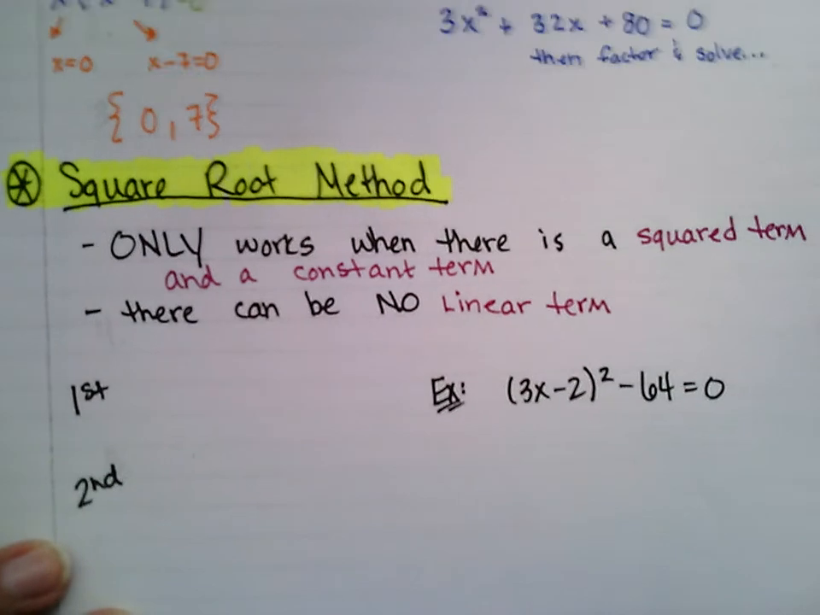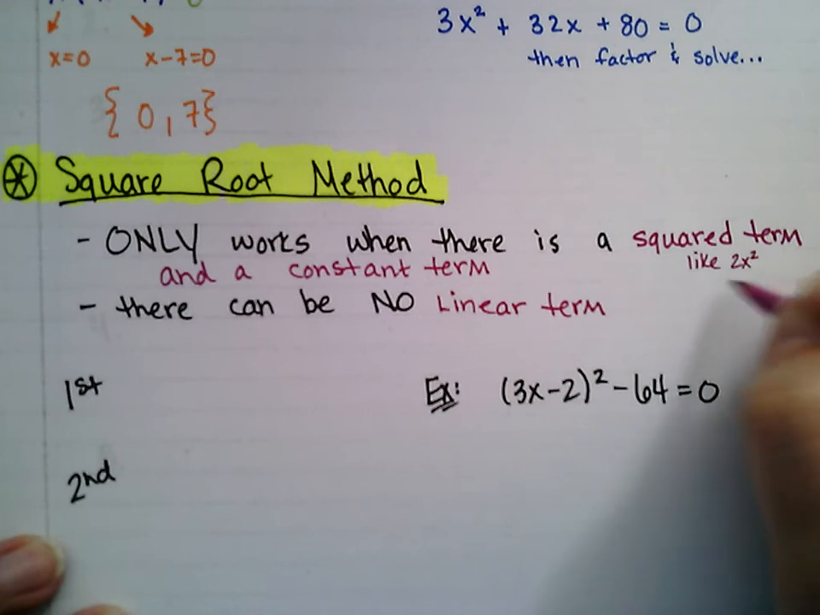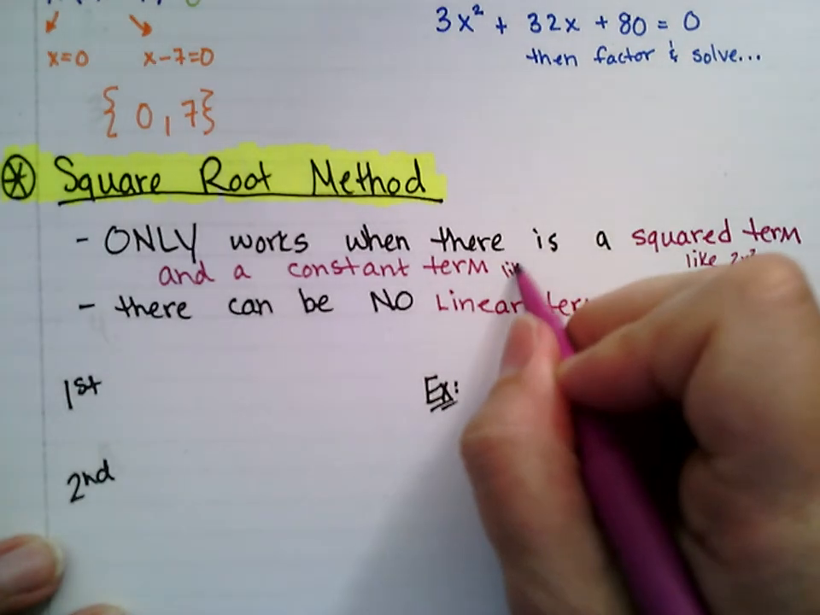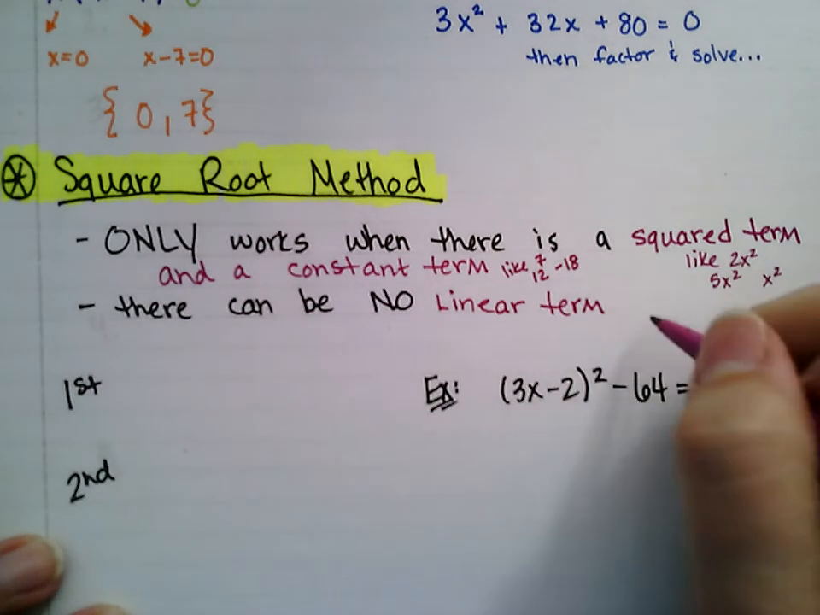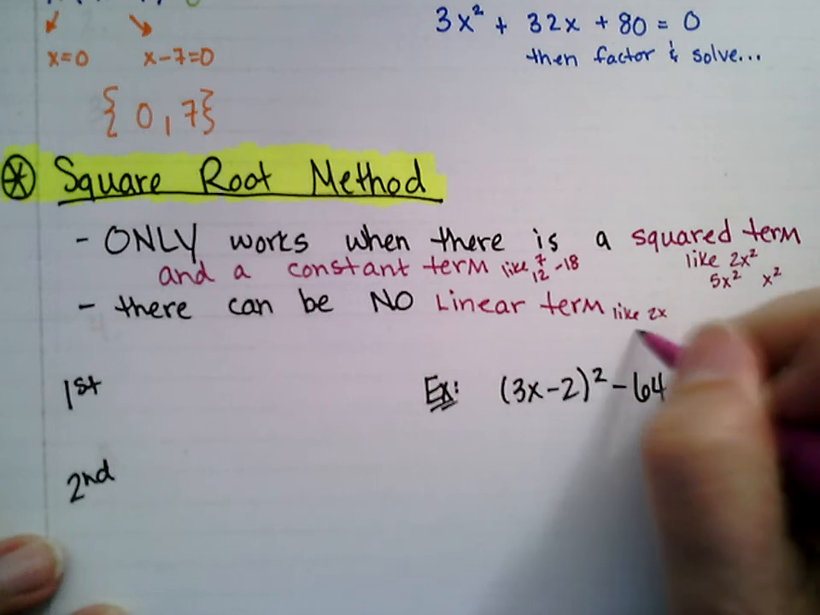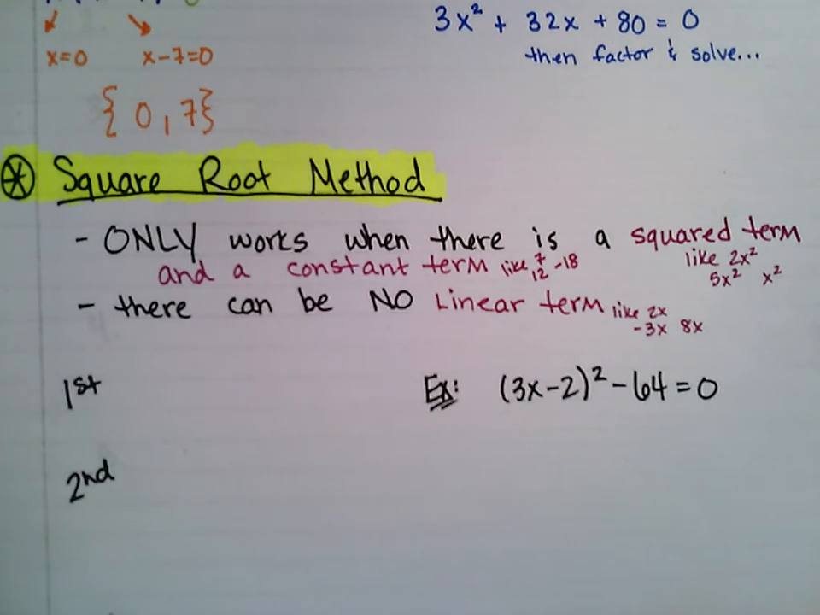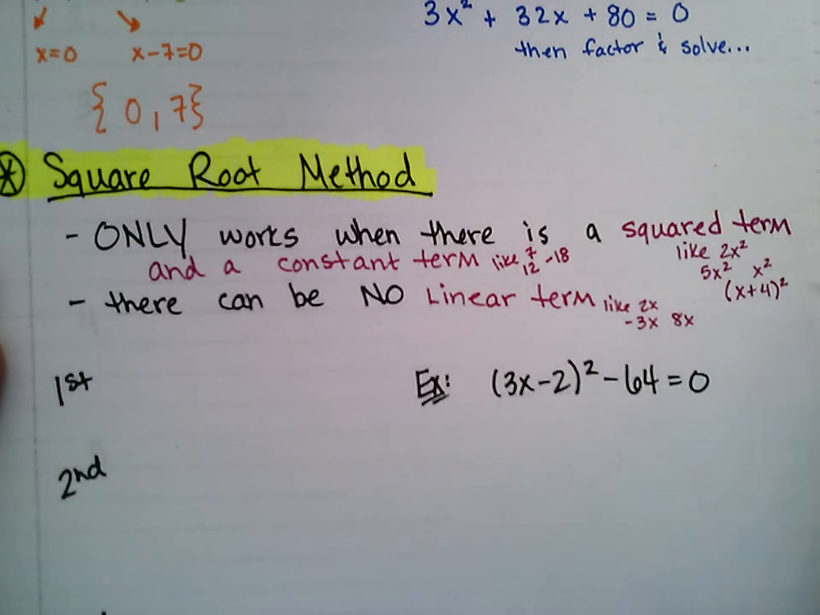Okay, so what is a squared term? A squared term is like 2x squared or 5x squared or x squared. A constant term is like a number, like 7, 12, negative 18. There can be no linear term like 2x, negative 3x, 8x. So in the square root method, you can only have a squared term like x plus 4 squared. There can be no linear term.